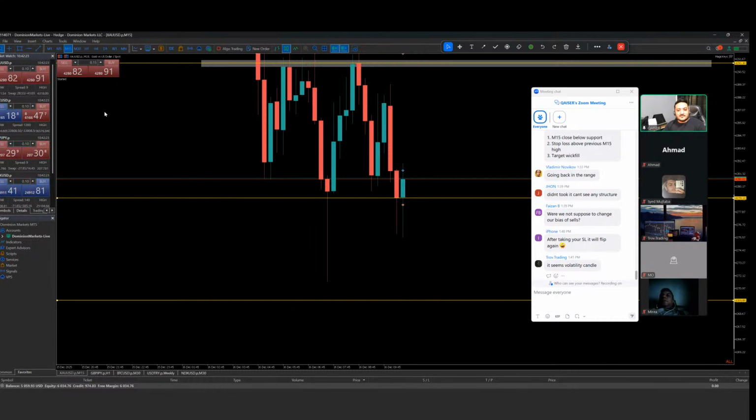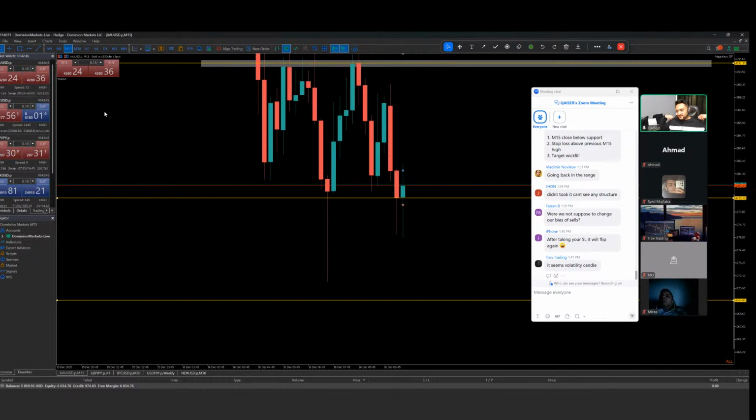Let's see. Again, it's just pushing to the upside, man. After taking your lesson, it will flip again. So it's a sign of volatility. Now, how much time is left? There's about 2 minutes left for this candle to close. So we'll see. It seems like a volatile candle.